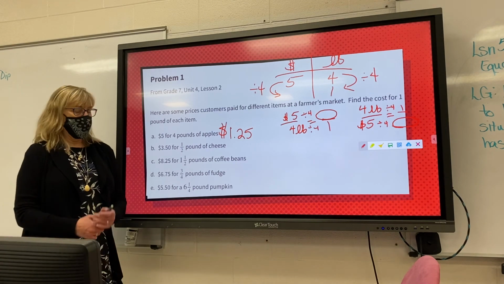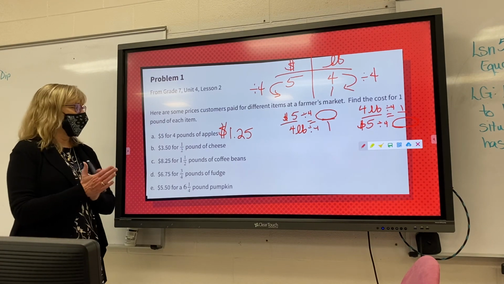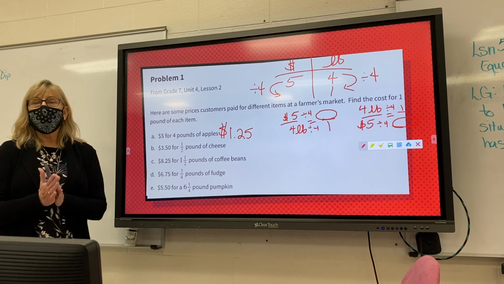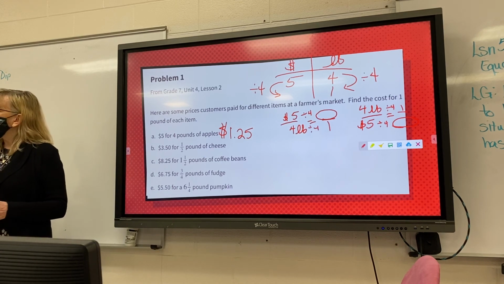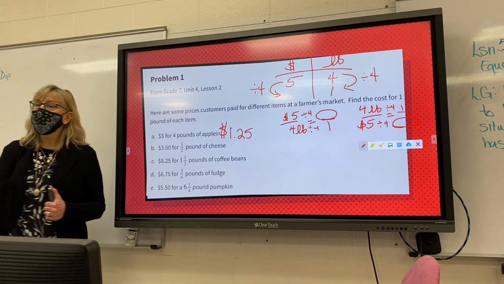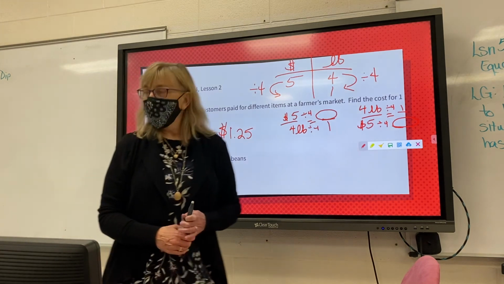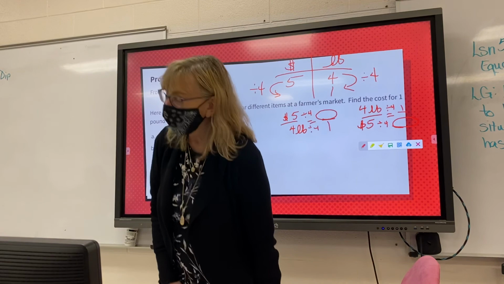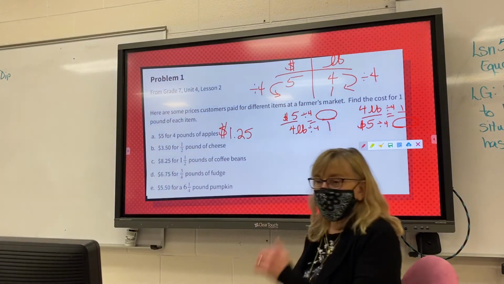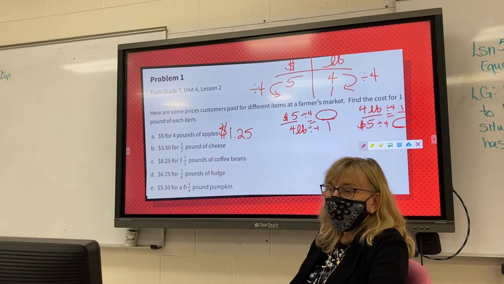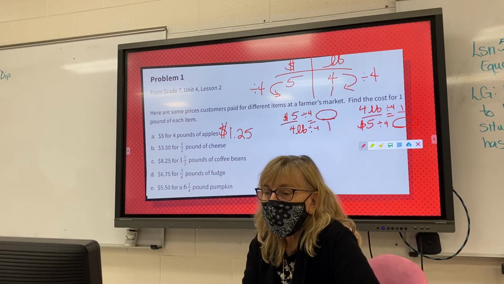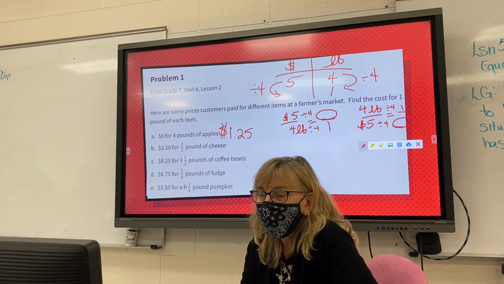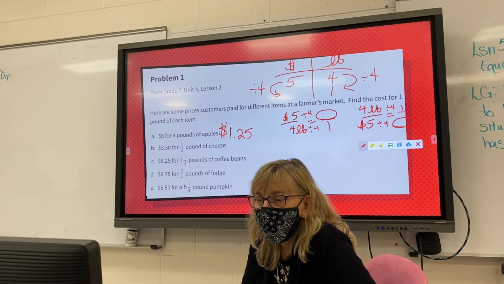$3.50 for half a pound of cheese. In the chat, do not hit enter. Tell me how much I pay per pound. Put it in the chat. $7. I want it in the chat. I want everybody to have an opportunity to answer. Get on Zoom. And you were right. Okay, hit enter.